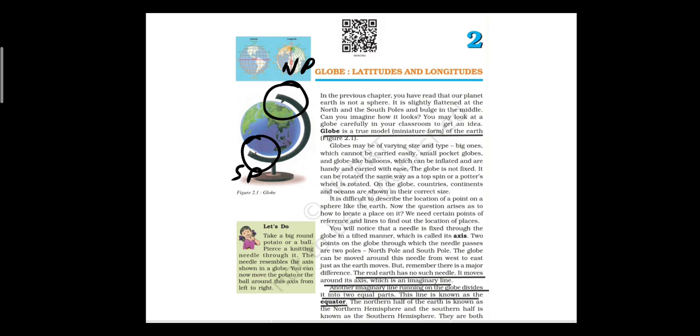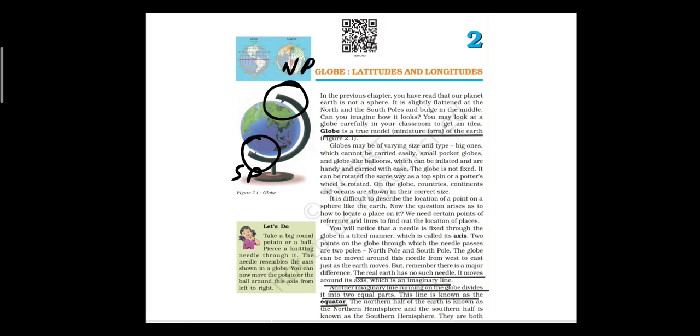Another imaginary line running on the globe divides it into two equal parts. This line is known as the equator. The northern half of the earth is known as the northern hemisphere and the southern half is known as the southern hemisphere. So, what is an equator? The equator is an imaginary line on the earth that divides the earth right from the center into two equal halves or two equal parts.